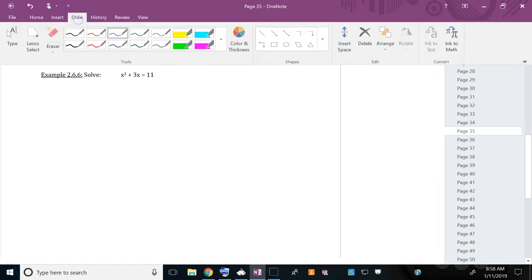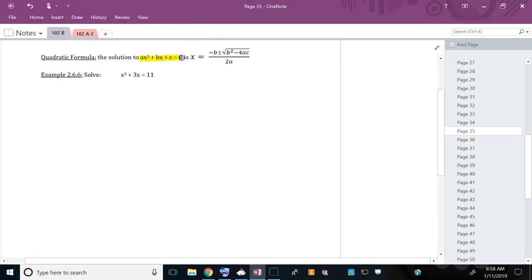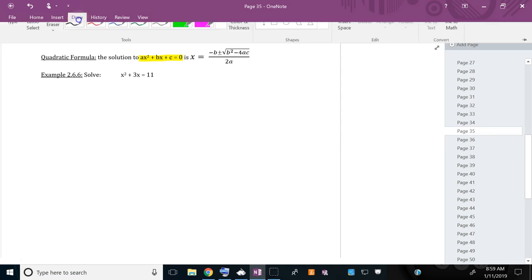So my final technique, the quadratic formula, will solve any quadratic so long as I first write it in the form of ax squared plus bx plus c equals 0. You can use this for every problem if you like. Now, I prefer to use the other methods when I can because they're a little bit faster, but again, this one will always work. So my equation here is negative b plus or minus the square root of b squared minus 4ac all over 2a.